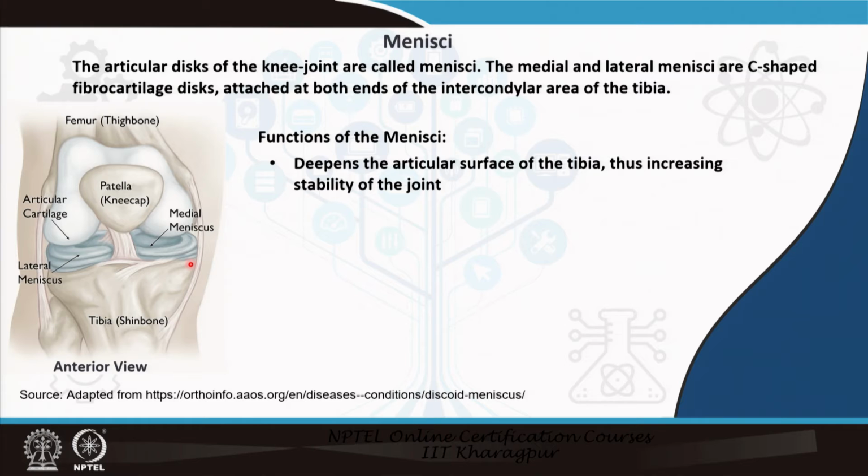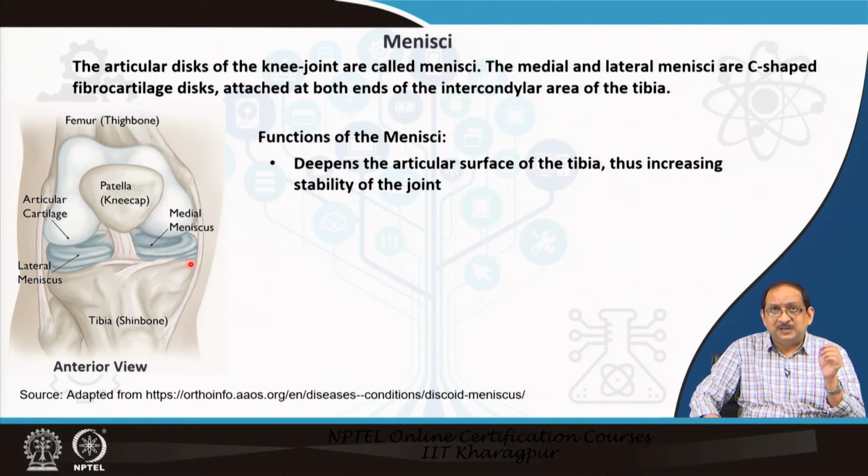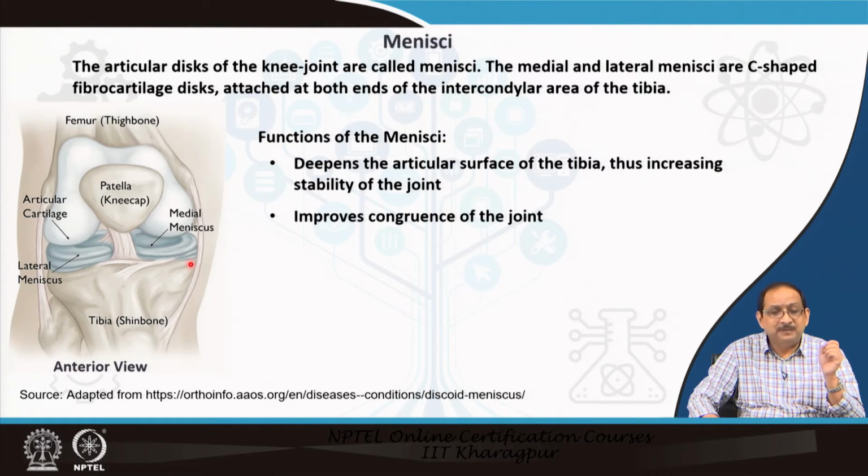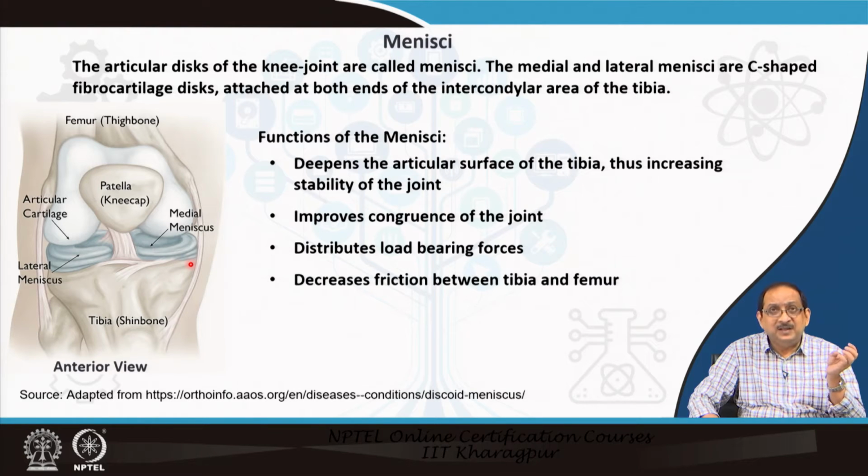Now, let us come to the functions of the menisci. The menisci deepen the articular surface of the tibia, thus increasing the stability of the joint. They improve congruence of the joint, distribute the load bearing forces more evenly, decrease friction between the tibia and femur, and finally act as a shock absorber.